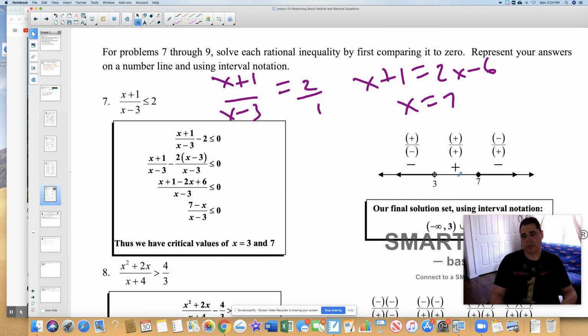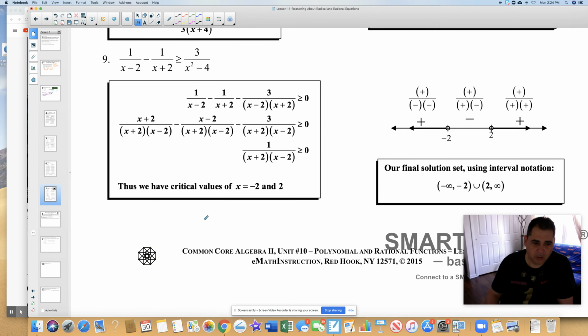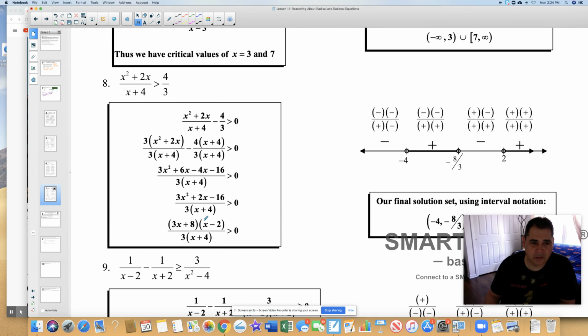You pick another number, like say 4. 4 plus 1 is 5. 4 minus 3 is 1. So 5 over 1 is 5. 5 is less than 2. That's not true. So that doesn't get shaded. Then you pick another number, you plug it in. If it's true, it gets shaded. And that's how I would do these last two problems.